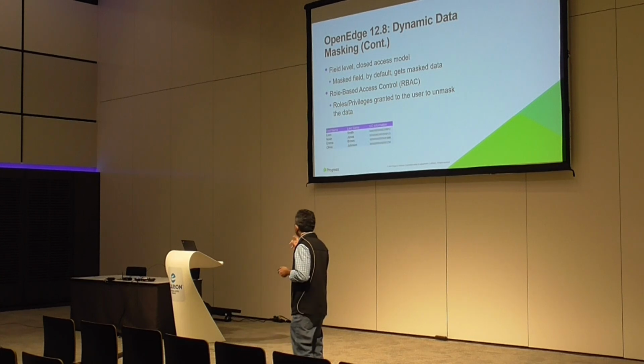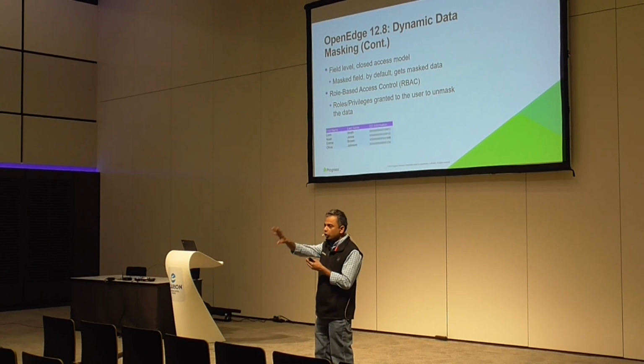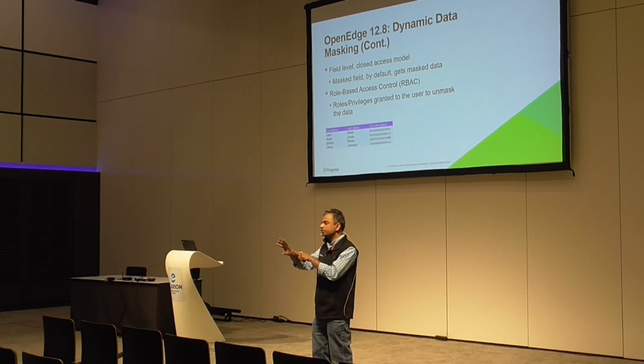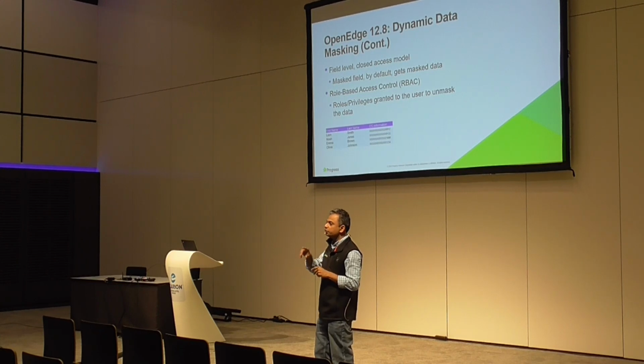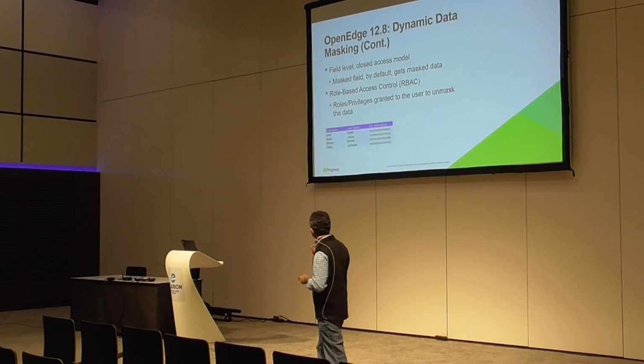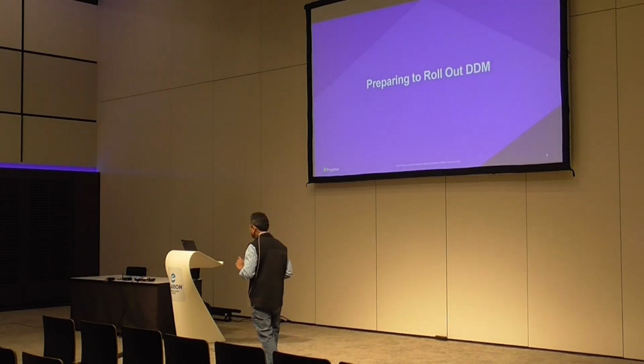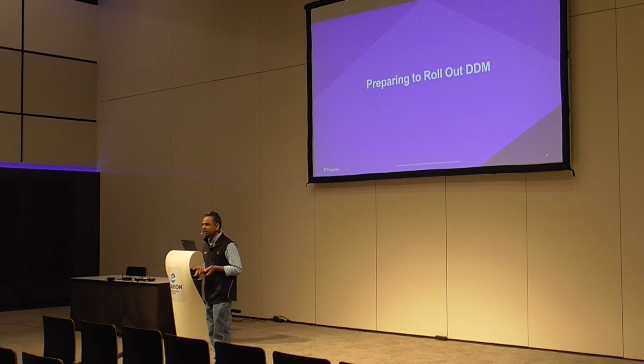So in a nutshell, when you mask a field, you are putting a lock on that field, and to unlock the data, you need to provide keys to the user. Those users who have a key will be able to see the unmasked data. Other users will see the masked data. And that key is your privilege or role. So that's the basic of what dynamic data masking is: closed access, needs privileges.